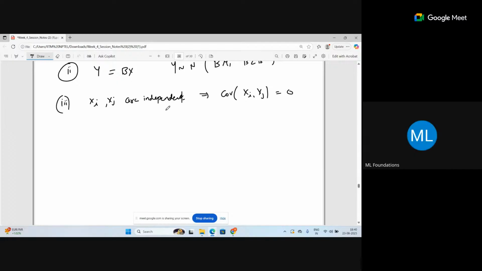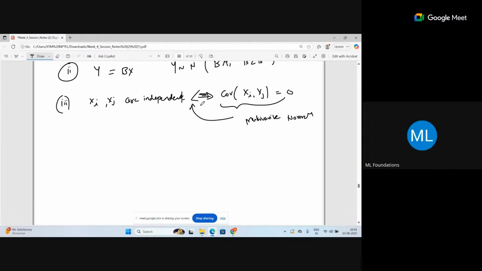Correct. But if, let's say, the converse. In the general case, the converse is not true. But in the case of multivariate normal, it is true. In other cases, if the covariance between the two variables, x1 and x2, is equal to 0, we cannot say that they are independent or not, because in that case the converse is not true. But if it is a multivariate normal case, then this is also true. So in multivariate normal it goes both ways, it is bidirectional.